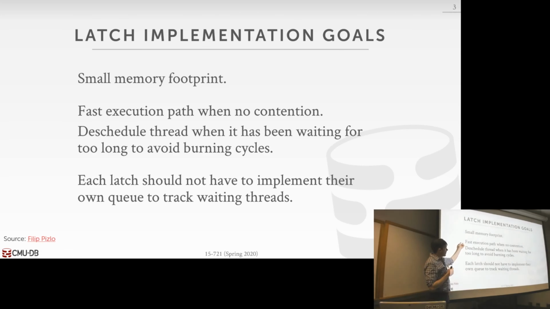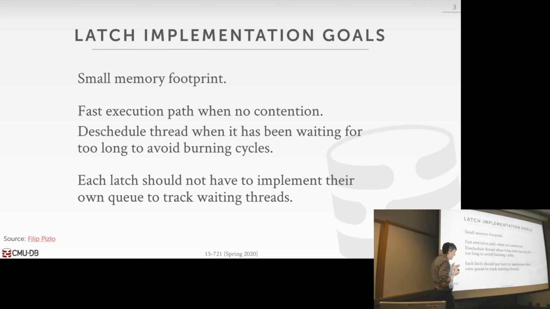In the best case scenario, when there's no contention on whatever we're trying to access, we want to acquire the latch very efficiently. We want a fast execution path. When there's no contention, we just go ahead and acquire the latch, and it doesn't take a lot of instructions to do that. And then if we can't acquire the latch, we want to be able to deschedule our thread with the operating system so that we're not just spinning there burning cycles in a spin latch, which I'll show in the next slide. Because this is just burning cycles and wasting the CPU. And the OS is going to have trouble scheduling you because it's going to think you're actually doing work and keep trying to schedule you to execute when in actuality you're not.